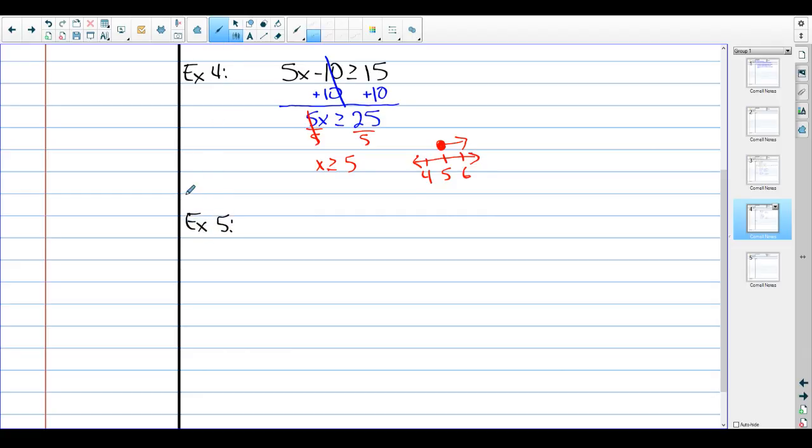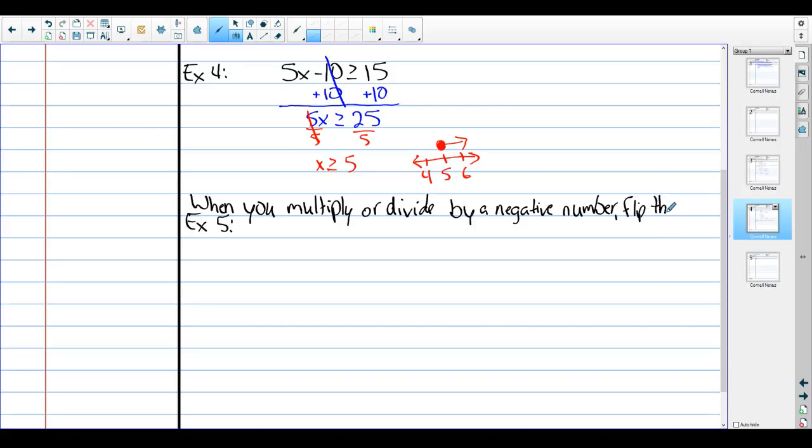Line before example 5. When we multiply or divide by a negative number, flip the symbol. And we'll explain why we do that after we finish the notes. Right now we're just taking notes. We're just going to say that's the way it is. Deal with it. But if you hang out after, we'll explain what's actually happening.